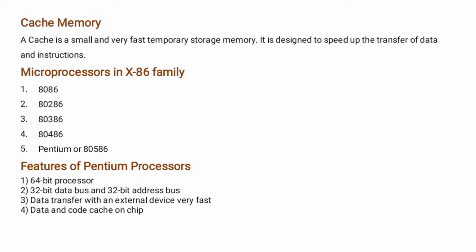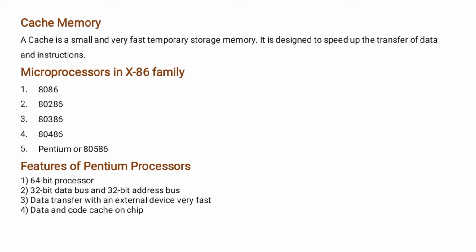Now, cache is a small and very fast temporary storage memory. It is designed to speed up the transfer of data and instructions. It is located inside or close to the CPU chip. It is faster than RAM, and the data or instructions that are most recently or most frequently used by the CPU are stored in cache.